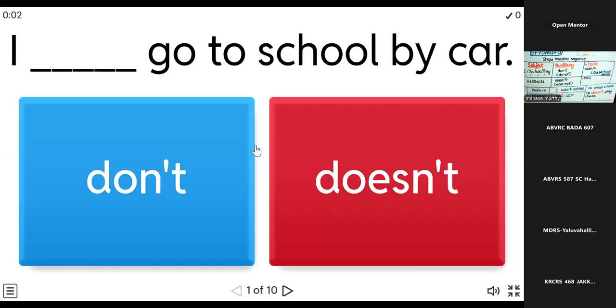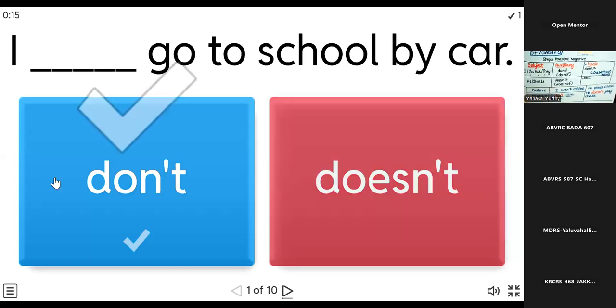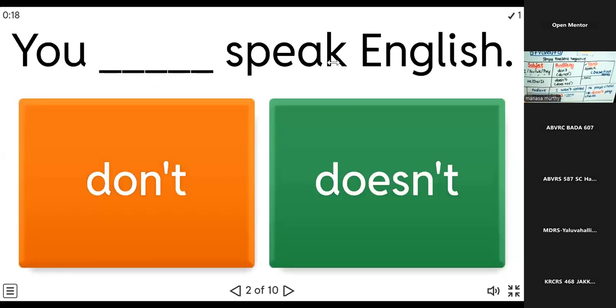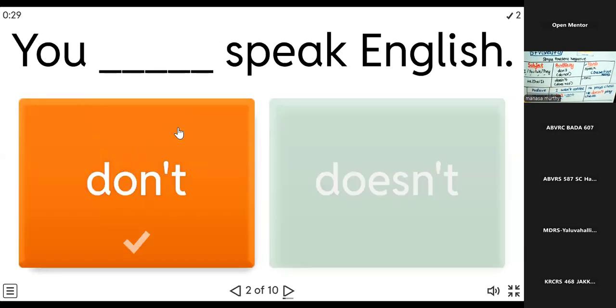I dash go to school by car. A or B. Can you just tell me A or B? Option A. Exactly. The subject is I. Most of the centers have chosen A. Exactly. Perfect, you all are. You dash speak English. You don't. Very nice. Correct.